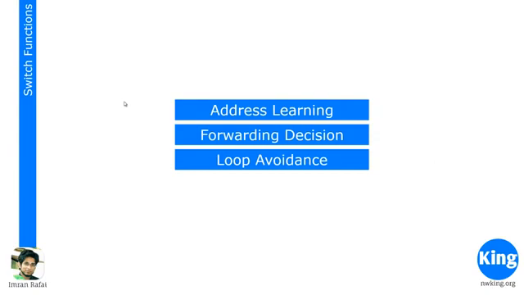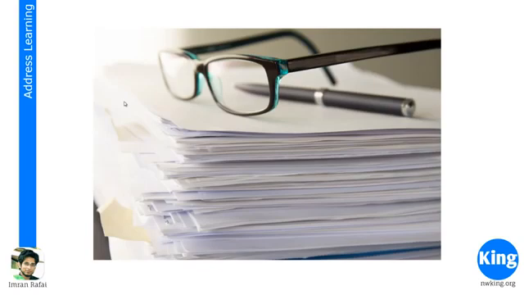Next, let's go into the switching functions. Basically, a switch has 3 functions that we're going to discuss today: the address learning function of the switch, the forwarding decisions of the switch, and loop avoidance. So let's start with address learning. How does a switch learn addresses? We have discussed this many times in our previous videos, but because we're talking about switching here, let me talk about how switches learn addresses once again.